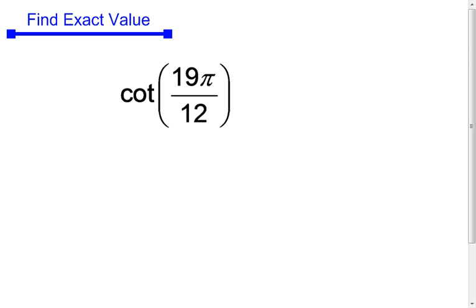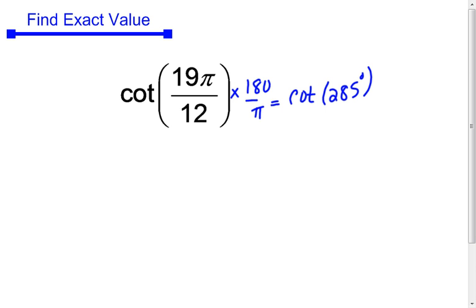And this is cotangent at 19 pi over 12. And again, I don't like to think in radians. I think that's harder to think about. If you want to, you go for it. I'm going to think in terms of degrees. So I am going to multiply by 180 over pi. And I will get cotangent again at 285 degrees. Okay? Lots of options for 285.